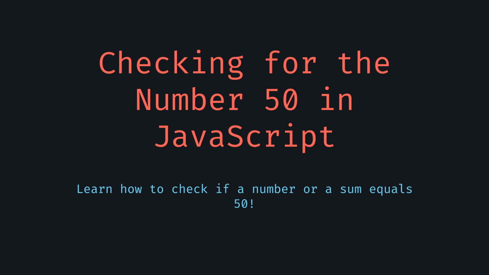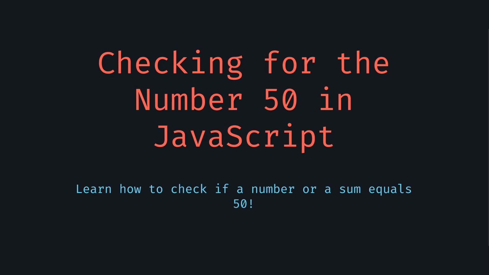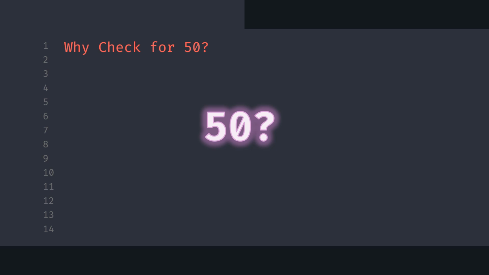Today we are going to learn how to check if either of the two numbers is 50 or if the sum equals 50. Let's dive right in. In programming, checking for specific values like the number 50 can be really useful in a variety of scenarios. Today we'll learn how to do just that.